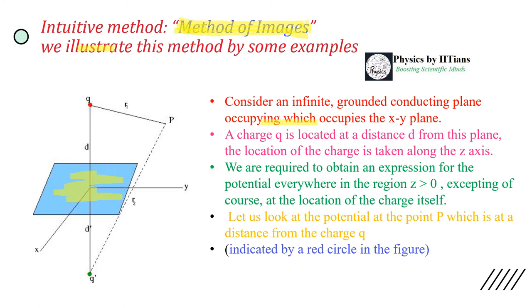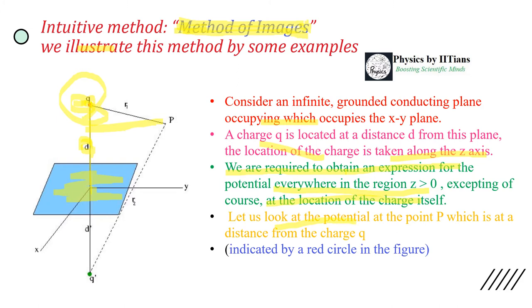So first of all, suppose this is an infinite grounded conducting plane occupying the plane XY. Now a charge Q is located at a distance D from this infinite grounded conducting plane, along the Z direction. We are required to obtain an expression for the potential everywhere in the region Z greater than 0, excepting of course the location of the charge itself. At that location we know the potential is Q by 4 pi epsilon naught r. We are not considering that particular location, but at all other locations we want to find the potential.